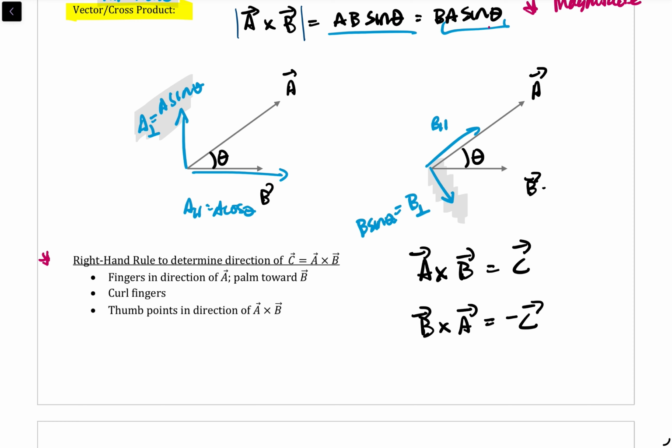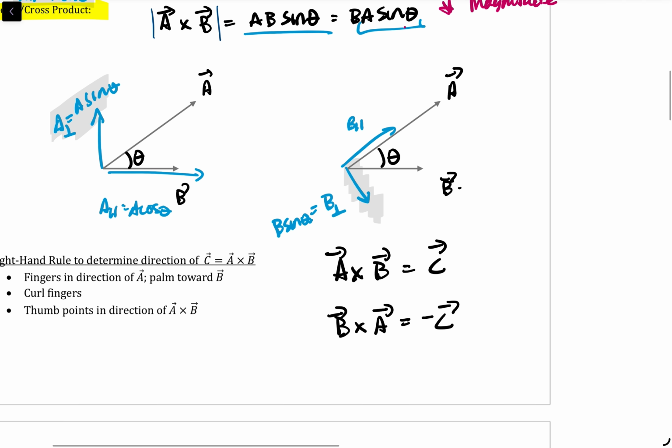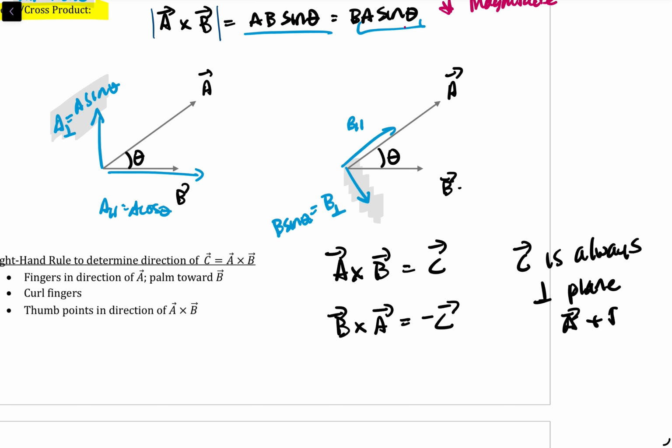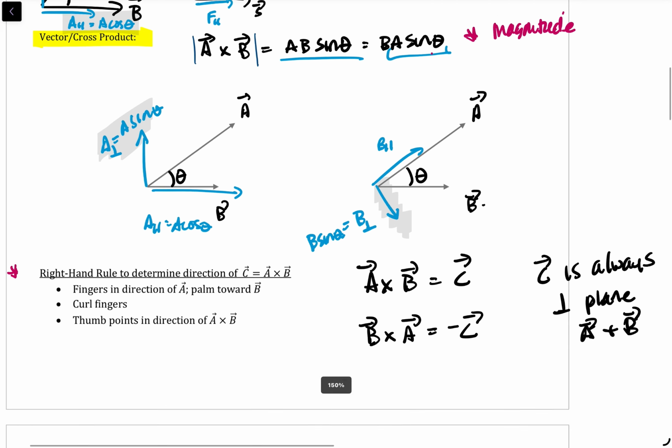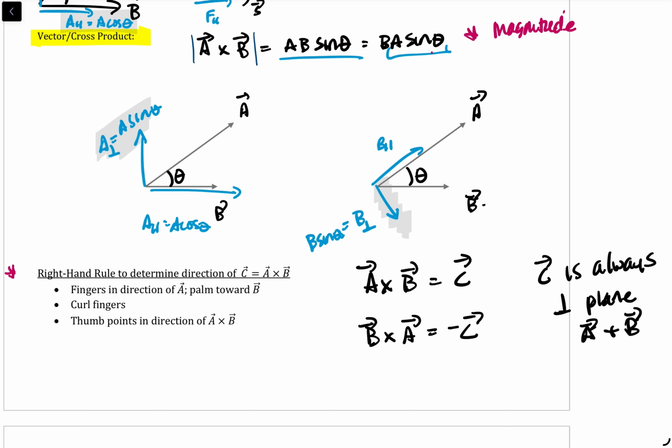And when we do direction, so the C vector, what we'll end up doing with that right-hand rule, C is always going to be perpendicular to the plane that A and B are in. Right, so if A and B are in the plane of your paper or your screen, then that vector C is always going to be perpendicular to that, either coming out of the paper up or down into the paper.